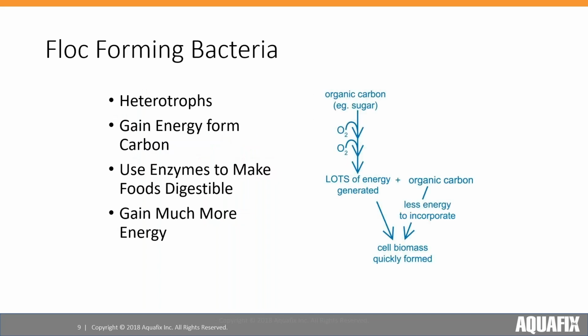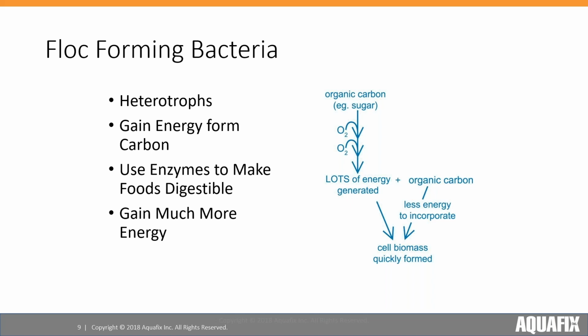So the heterotrophs, the flock-forming bacteria, are the bacteria that you primarily see and make up the bulk of your mixed liquor suspended solids. They're using high energy organic molecules. So when they're broken down, they get a lot of energy generated. They use organic carbon as well for their carbon, and it doesn't take them as much energy to incorporate it into their cell biomass. So they put a lot less energy in and they get a lot more energy out. And the flock-forming bacteria are able to build up their populations much more quickly than the nitrifying bacteria.